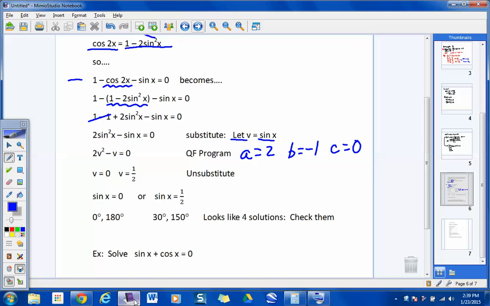Where did the 30 and 150 come from, kiddos? Comes from the 1/2. These are the angles within one revolution where the sine of those angles would be equal to 1/2. Okay? So what are your solutions for this equation? 0, 180, 30, 150. Okay. Guys following this okay? So how many solutions can you have?